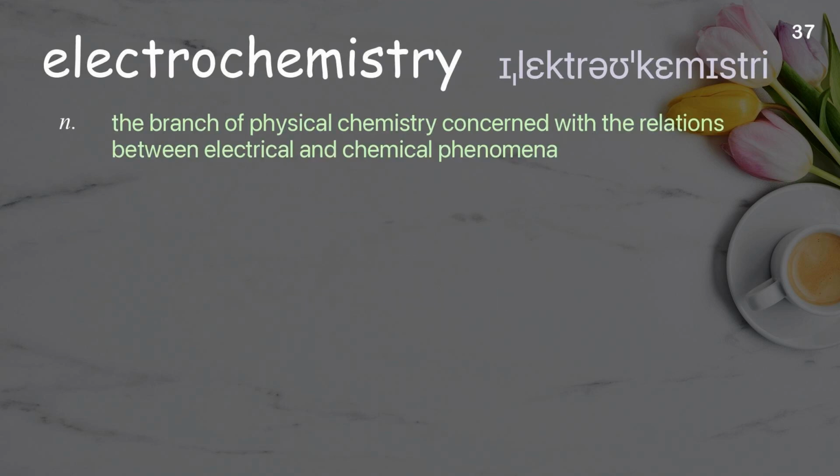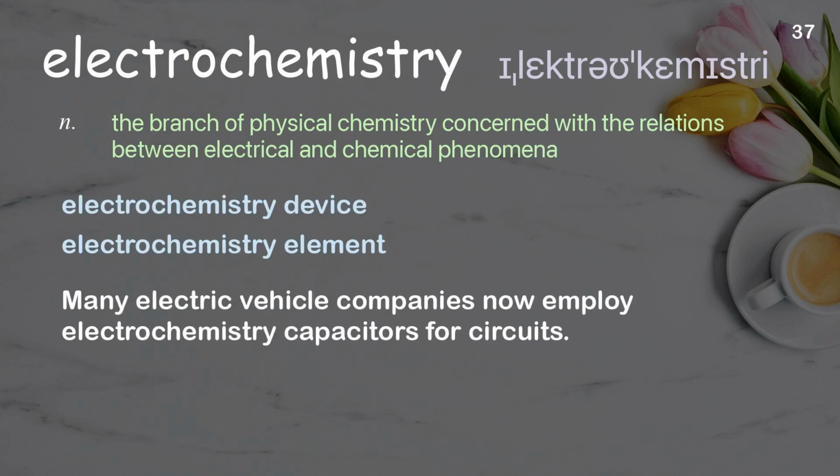Electrochemistry. The branch of physical chemistry concerned with the relations between electrical and chemical phenomena. Examples: Electrochemistry device. Electrochemistry element. Many electric vehicle companies now employ electrochemistry capacitors for circuits.